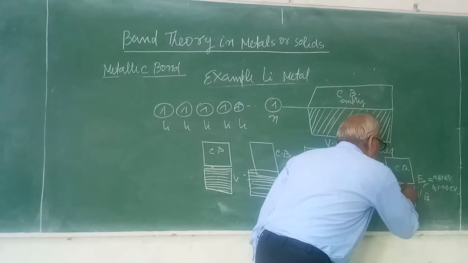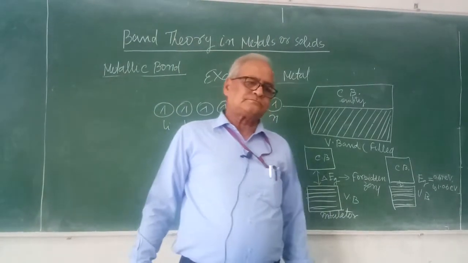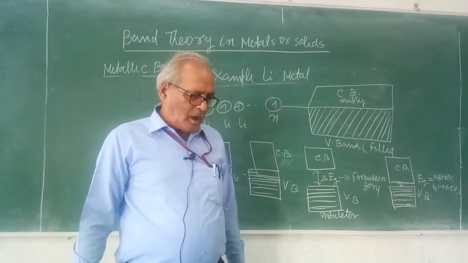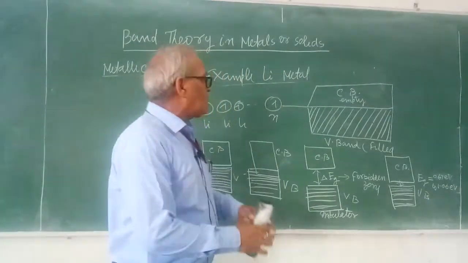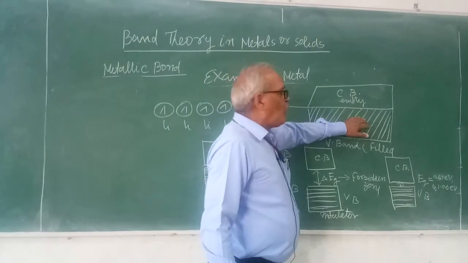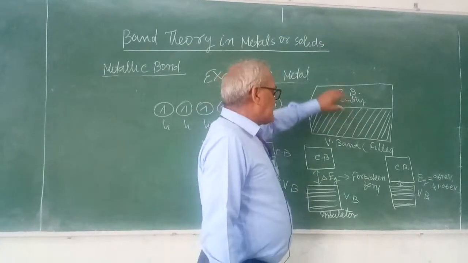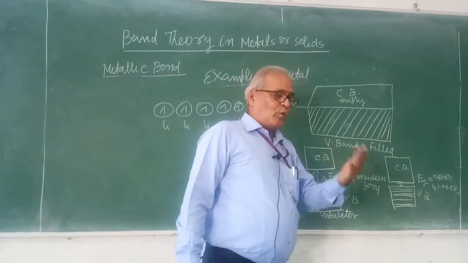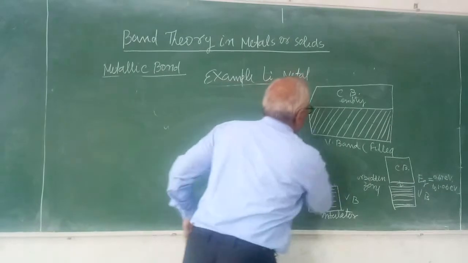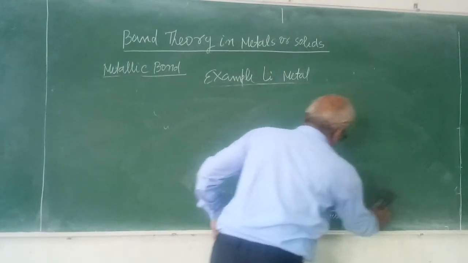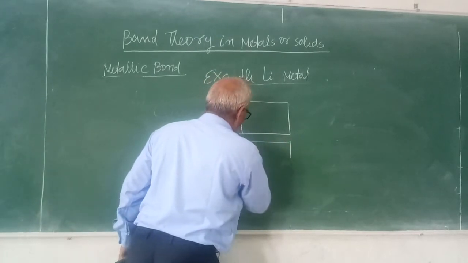So in this way, we can explain how molecular orbitals are formed in the metal, and how a large number of closely spaced molecular orbitals form a band like this. This is the valency band, which is filled. Sometimes it may be partially filled. Now just see how conduction of electricity takes place. You can explain, suppose there is a conduction band like this, and this is the valency band.